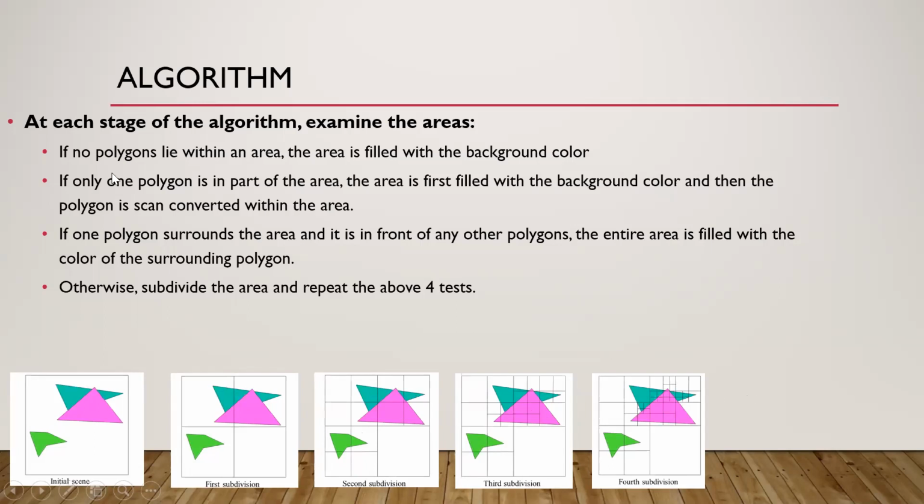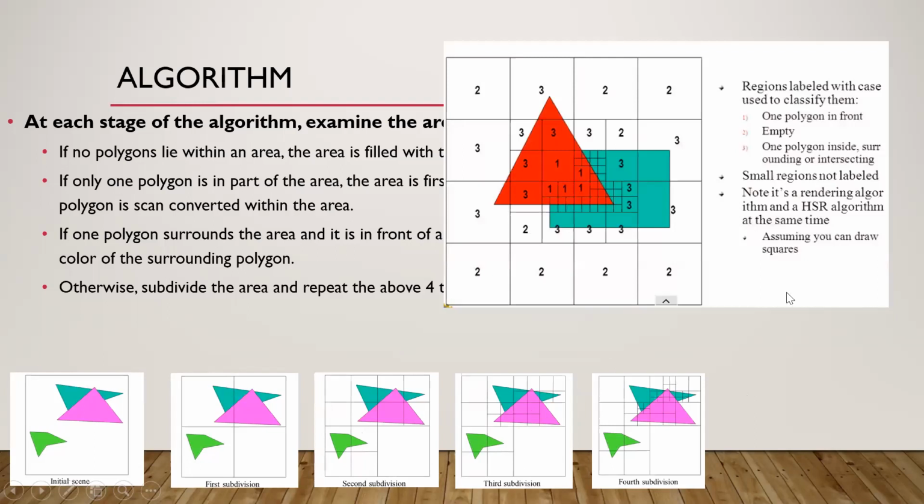So that is the concept. You can see in the main figure you have two objects which are overlapping. It is being divided several number of times based on the number of objects finally present in that particular area. So if 3 is given, only one polygon is inside, so that particular color is given for that polygon. 1 is given if it is overlapping with another polygon.